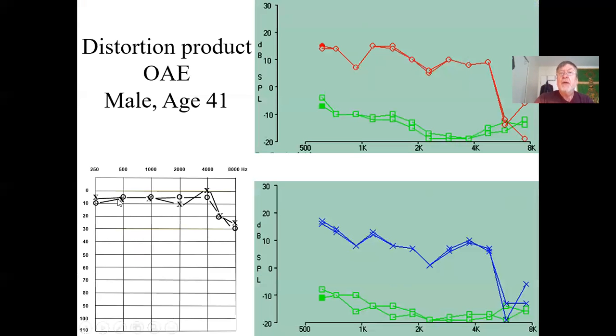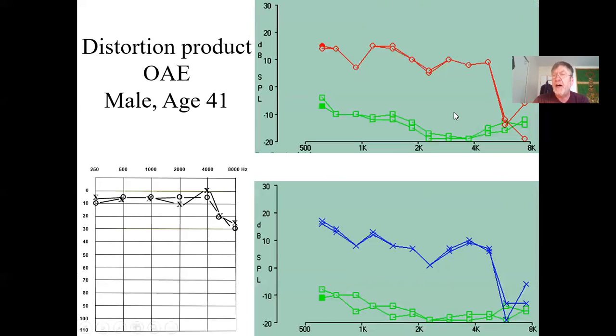Here's a person, me, some years ago. My audiogram, and here's the noise floor inside my right ear. Here's the noise floor inside my left ear. They put in these pairs of tones, and what comes out is otoacoustic emissions, in red for the right ear, in blue for the left ear. And you can see they are well above the noise floor. So these pairs of tones are put in. A pair around 1,000 hertz, a pair around 2,000 hertz, a pair around 4,000 hertz, and so on.